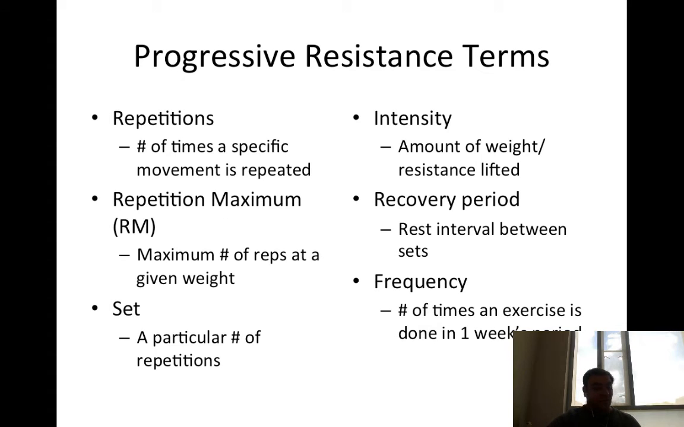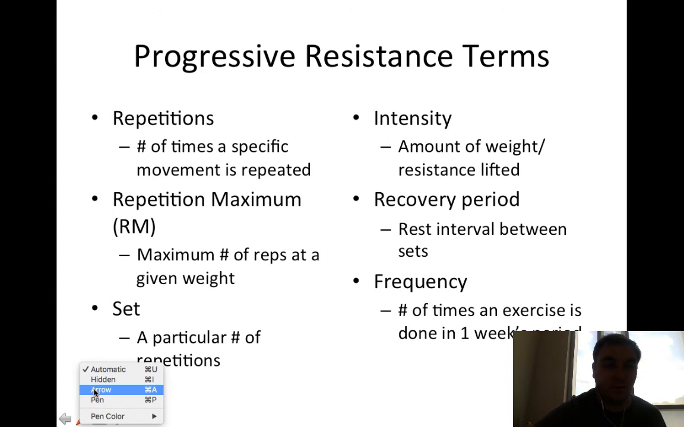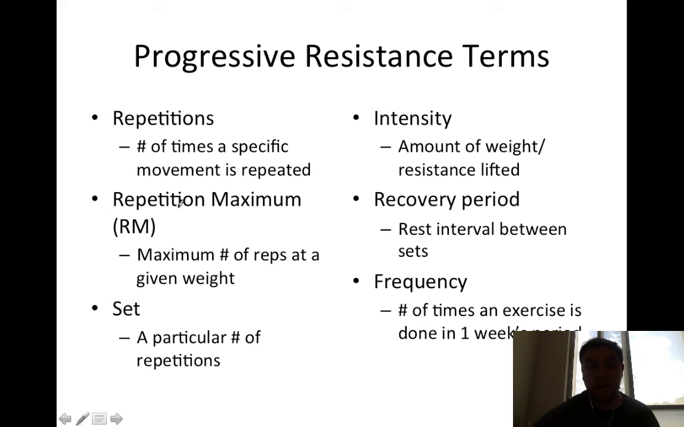Some of these terms that are pretty big here with progressive resistance, you have repetitions or reps. You've probably heard these terms a bunch, but now they're just defining them for you, right? Reps is the number of times a specific movement is repeated, usually 10 to 12, 8 to 12 really. Repetition maximum, or RM, the maximum number of reps at a given weight. A set is a particular number of repetitions. So if I do 10 reps at 2 sets, I've done the exercise 20 times, right? The intensity is the amount of weight or resistance lifted.